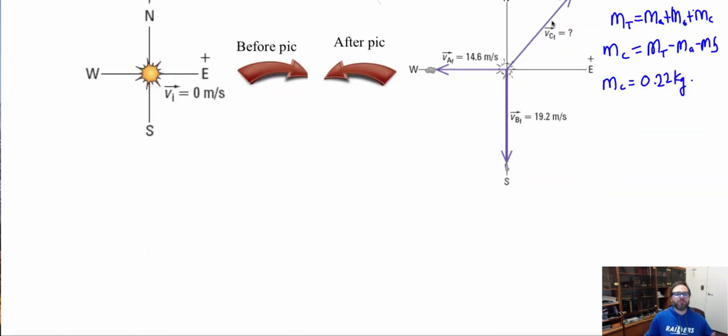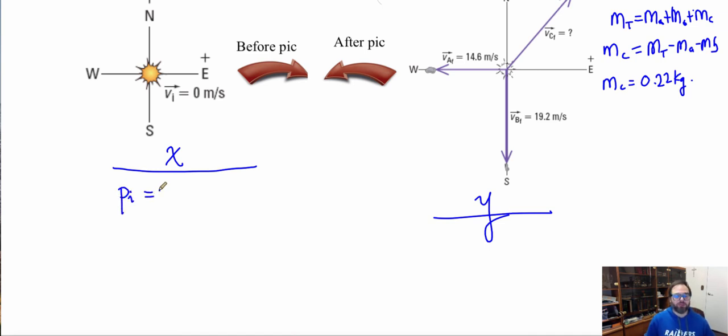So now let's break everything down into their x and y components for momentum. My initial momentum must equal my final momentum, because conservation of momentum always applies in elastic and inelastic collisions. But here we know my initial momentum is 0. That means the sum of my final momentum must be 0. So I could now write that the momentum of fragment A and fragment B and the momentum of fragment C must equal 0.